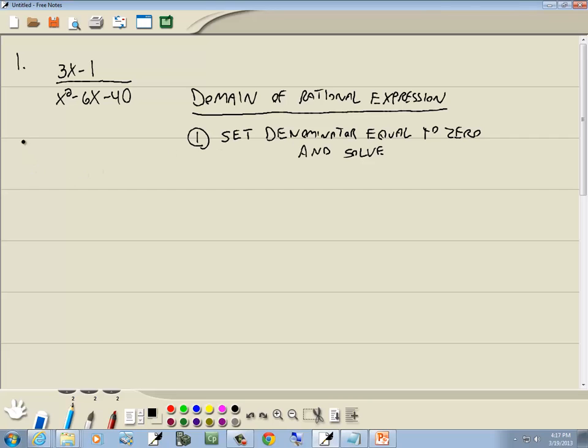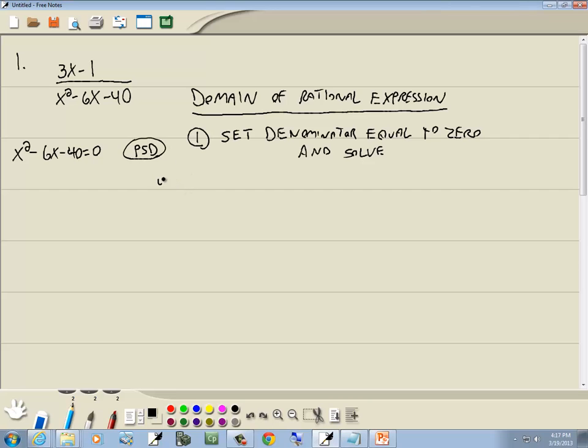Oh well. So on this one, I'll set the denominator equal to 0. So I get x squared minus 6x minus 40 equal to 0. Now to solve this, we're going to have to use the zero factor property. We got x squared, x, no x, and there's no number in front of our x squared. This is going to be the PSD method.